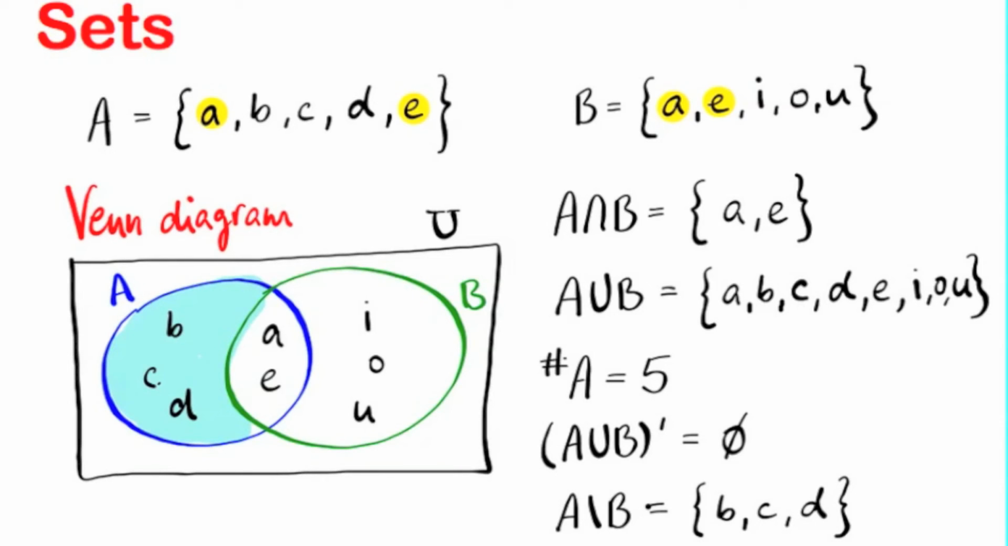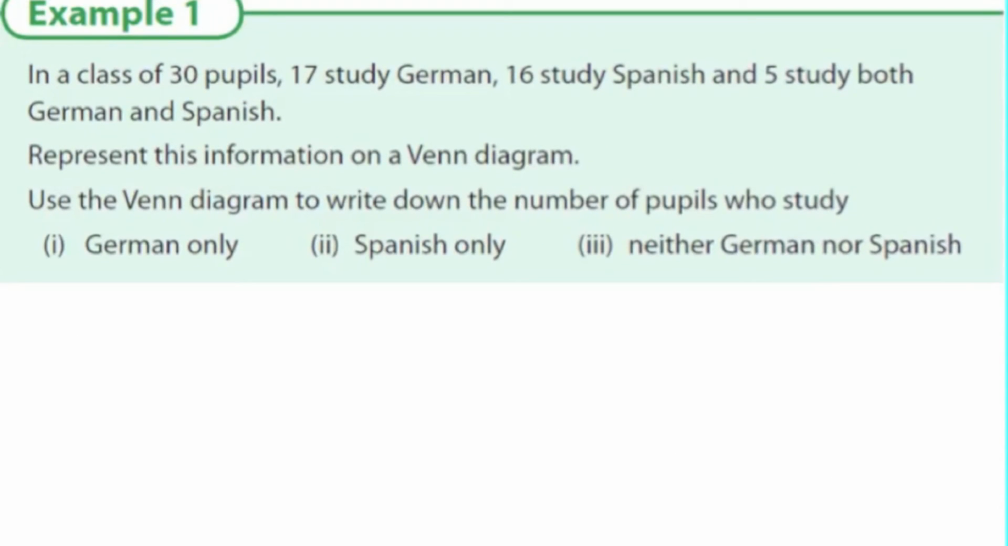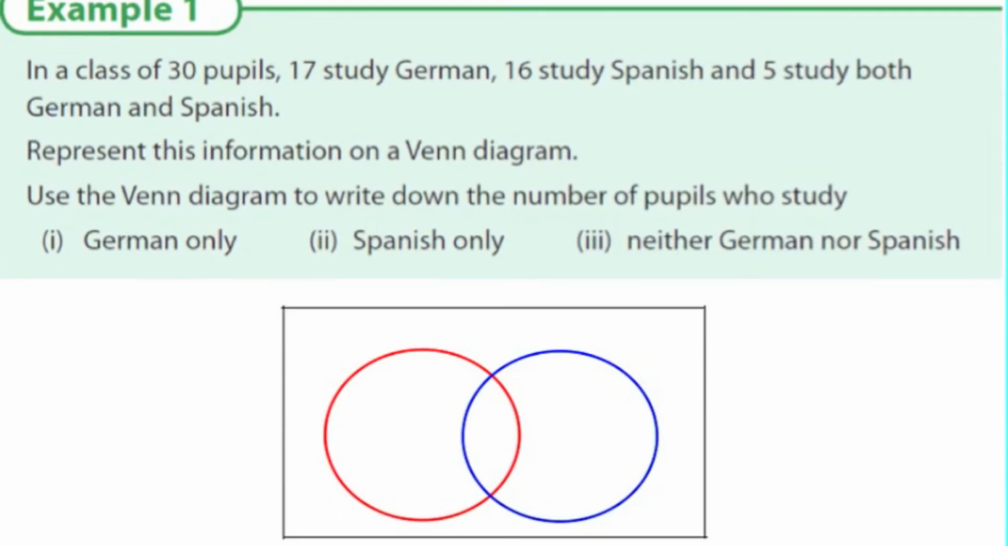Now let's look at a typical problem that we could solve using sets. In this example, we want to represent this with a Venn diagram. So we're going to draw a Venn diagram. We know there's 30 pupils, so inside the universe there's 30. So we write this beside the letter U. There's 17 who study German. So we let G stand for the red circle, and we'll write 17 outside that. There's 17 elements in that. 16 study Spanish. So we'll call the blue circle S, and we'll write 16 in brackets outside of that.